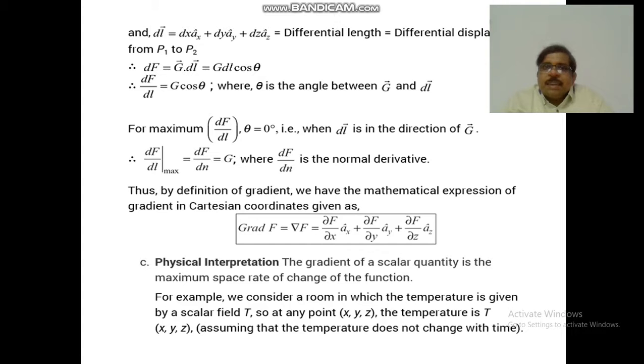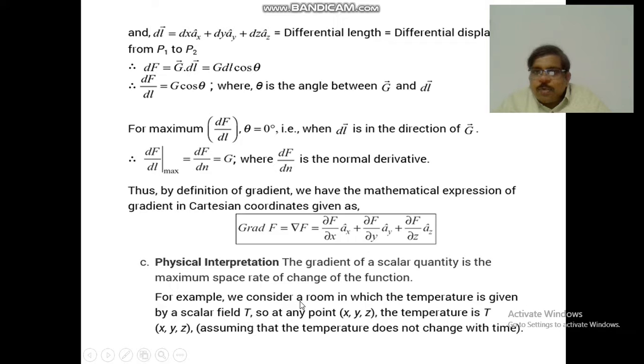For the maximum of dF by dl, theta is equal to 0. From that, the gradient is represented as gradient F, which is equal to del F, which is equal to dou F by dou x into ax plus dou F by dou y into ay plus dou F by dou z into az. This is the most important equation when we discuss electromagnetic waves and transmission lines, and the physical interpretation of the gradient of a scalar.